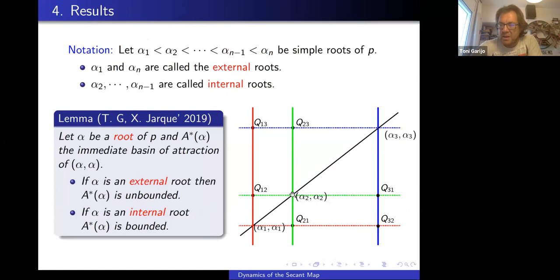Basically, if you have an internal root, this means that you have a root to the left and one to the right, and then the dynamics on the horizontal and the vertical line at this level, alpha 3 and alpha 1, makes a box for the immediate basin of attraction of the internal root. Here, look that this internal root has close to it involved these 3 indeterminacy points and these other 3 indeterminacy points.